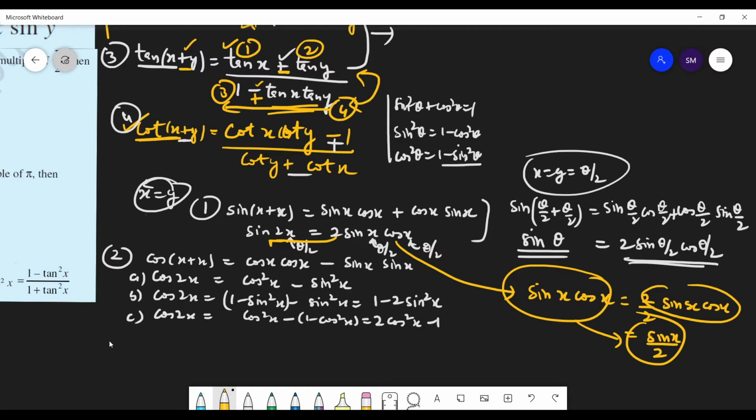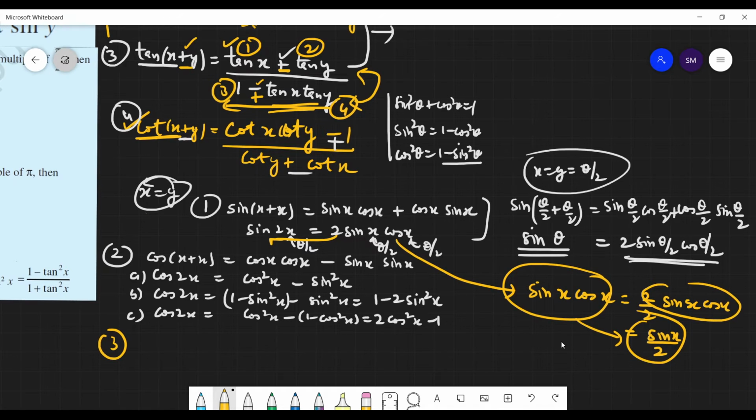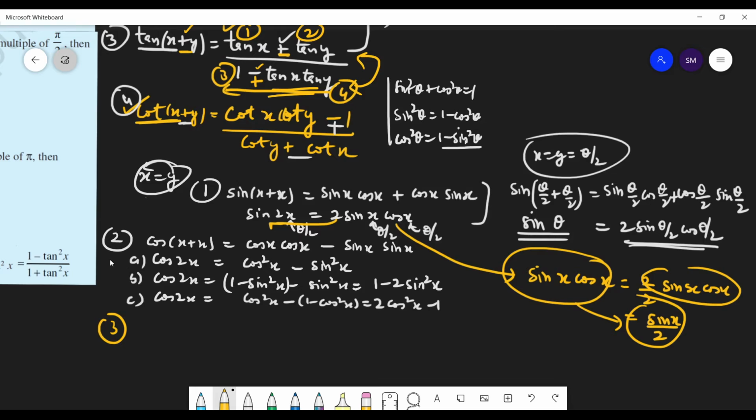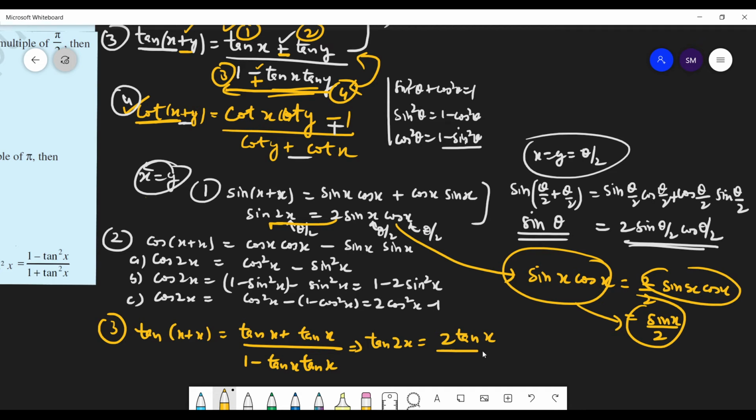Okay, now what about this third formula of tan? Put x equals to y. So students, what will you get? Tan x plus x equals tan x plus tan x divided by 1 minus tan x into, instead of y, we are writing x. x equals to y. So that's x. So what do you get here? 2 tan x upon 1 minus tan square x. Tan 2x equals to 2 tan x, very good, upon 1 minus tan square x.